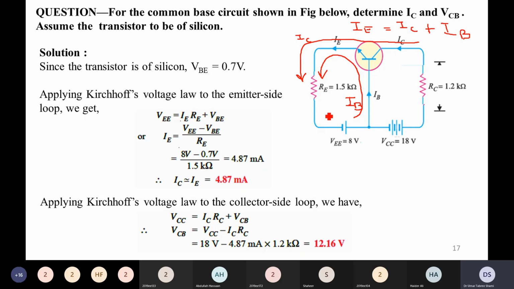Now let us apply Kirchhoff's voltage law to our emitter circuit. The emitter circuit has VEE as the voltage rise, and the base-emitter voltage VBE and the voltage VRE as voltage drops. By writing the Kirchhoff voltage law, we get VEE is equal to IE RE plus VBE.